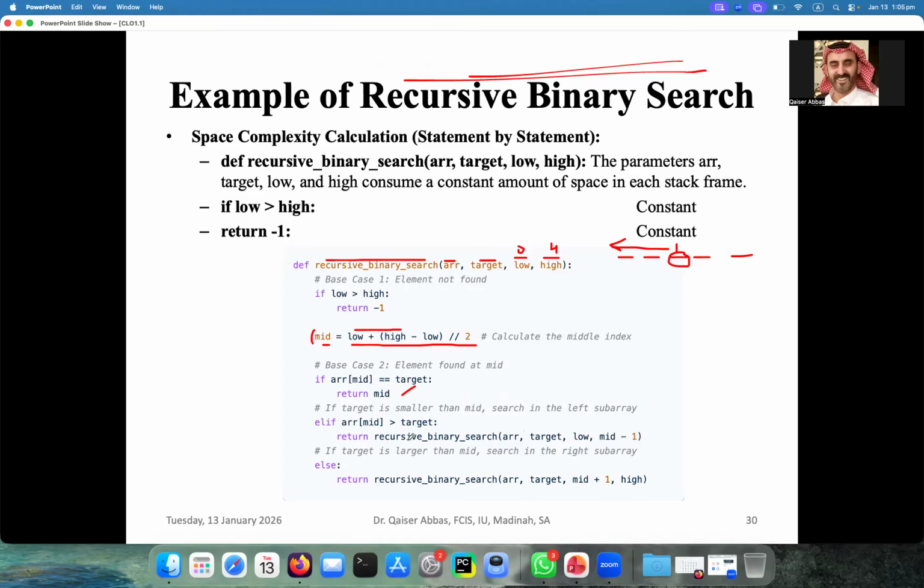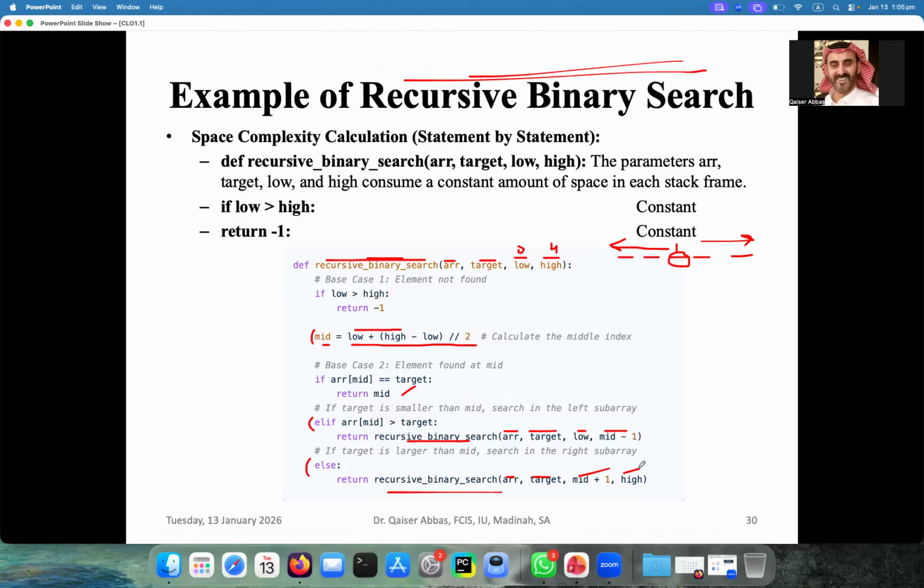Then what do we have to do? We call recursive binary search again with array, target, low, and mid minus 1. We are not altering low, but using mid minus 1. And if this condition is also false, then the last condition is what? We are moving in that direction, with array, target, mid plus 1 and the high.